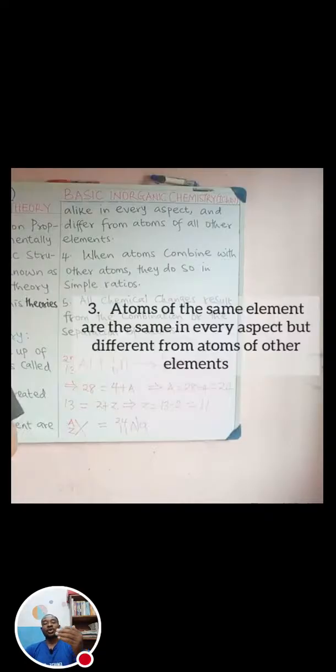Like we have isotopes of chlorine, chlorine 35 and chlorine 37. They do not have the same physical property. Think of their mass number. Their mass numbers differ. But these two atoms are still atoms of the element chlorine. But their mass numbers are different. So that tells us that atoms of the same element are not alike in every aspect. What modified this theory? Discovery of isotopes.